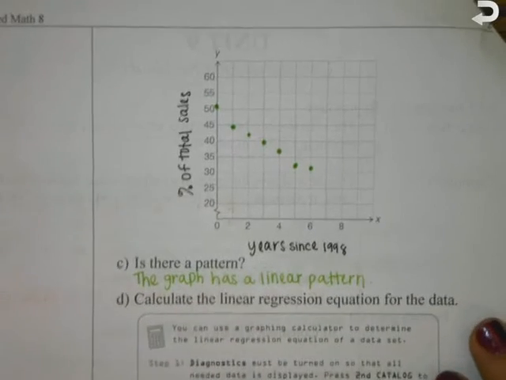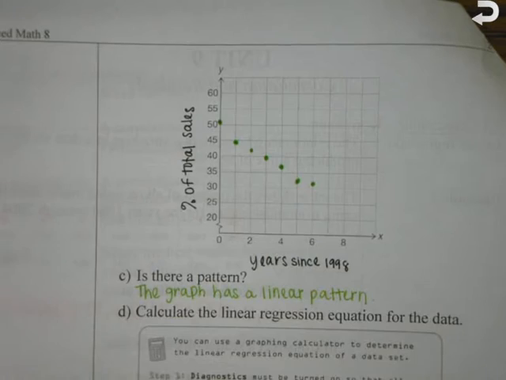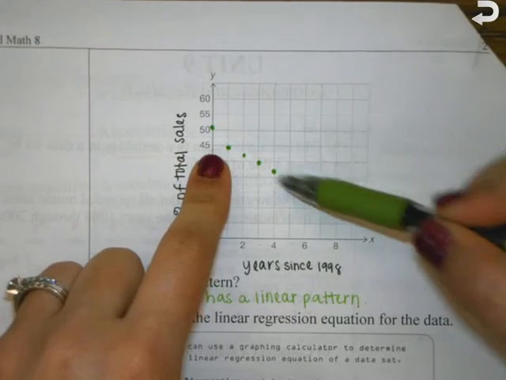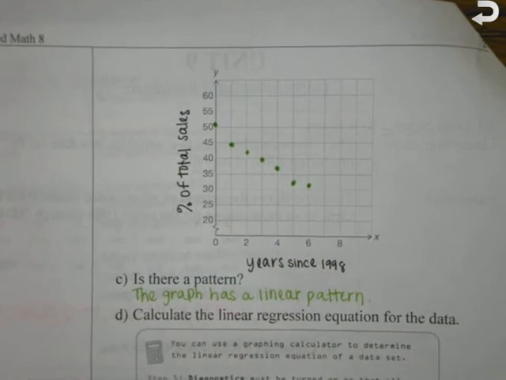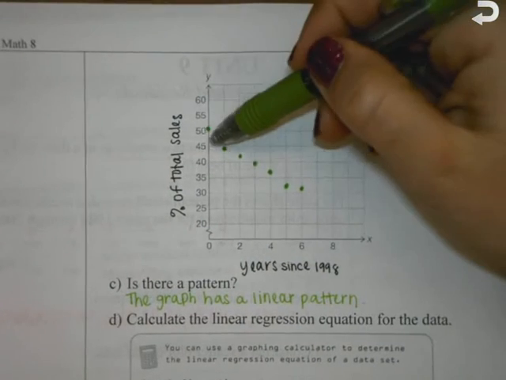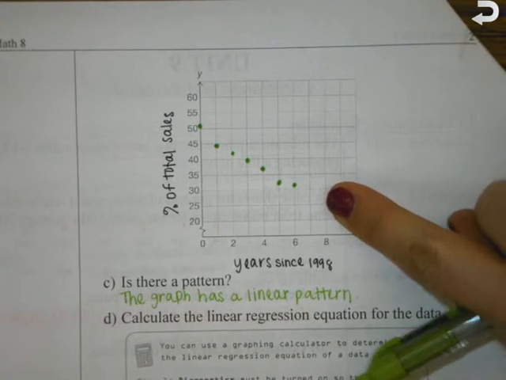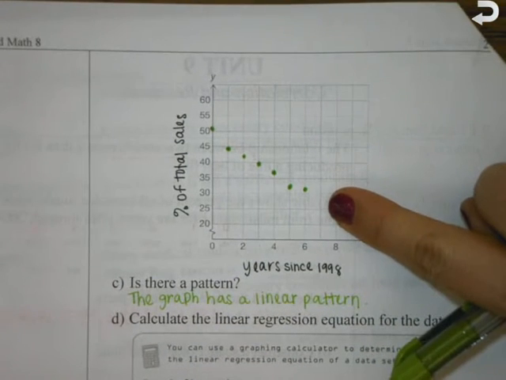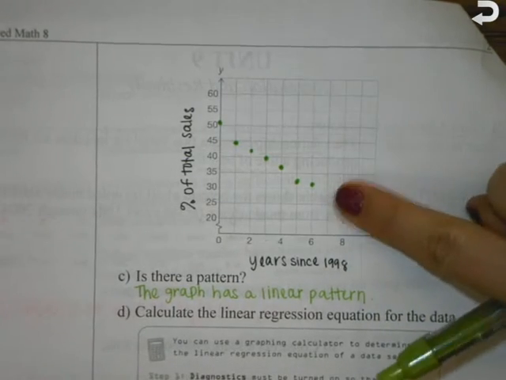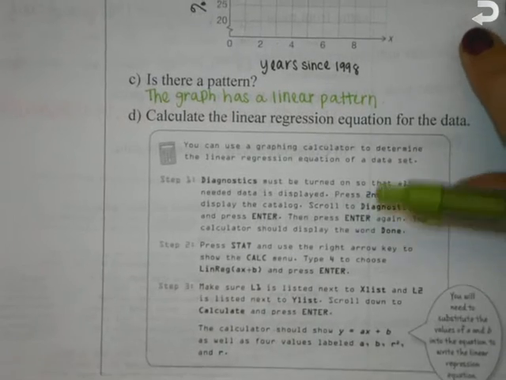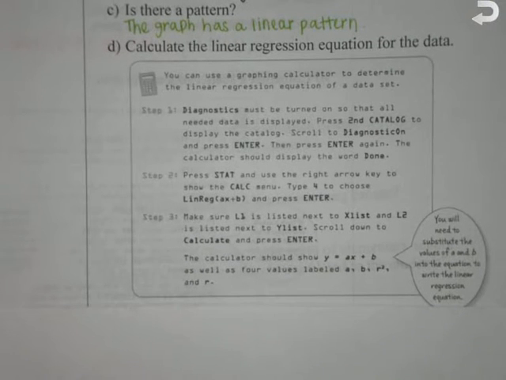Because our scatter plot shows that this is a linear pattern, but it's not exactly aligned, we can use the graphing calculator to find the best line that represents this set of data. Does that make sense? So it's going to create an equation for us that is the best line to represent this set of data. Okay? So cut out your instructions, paste them into your notes, and we're going to do it.